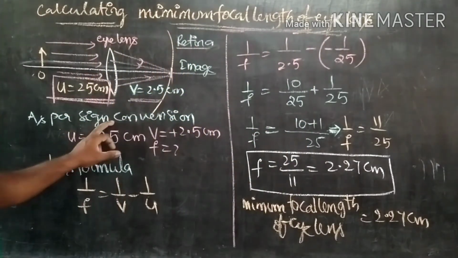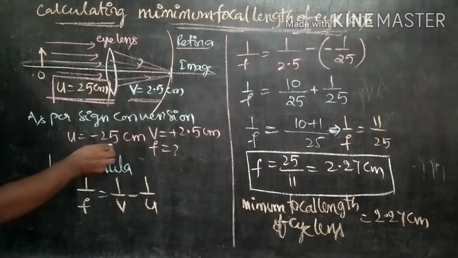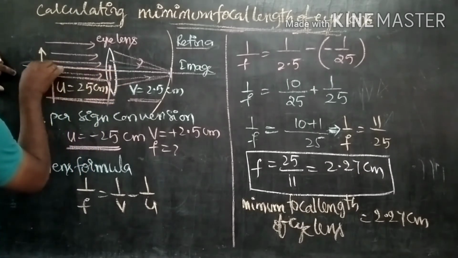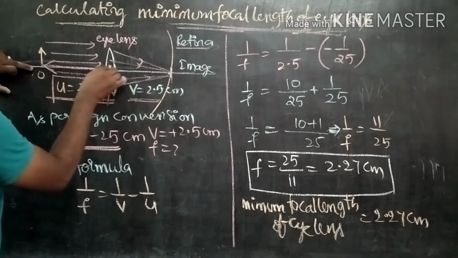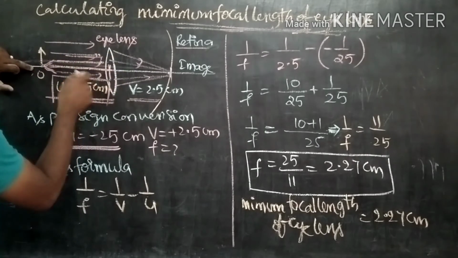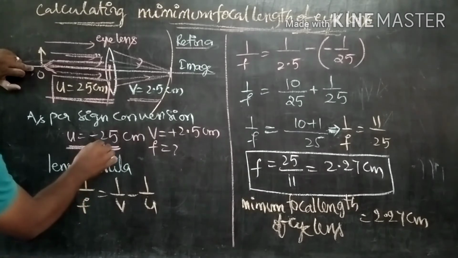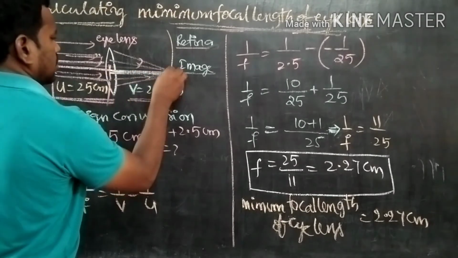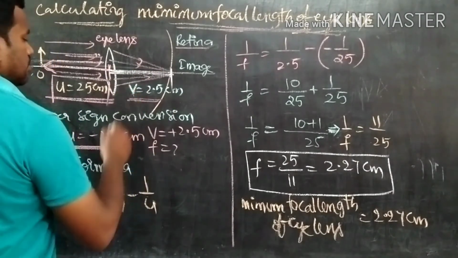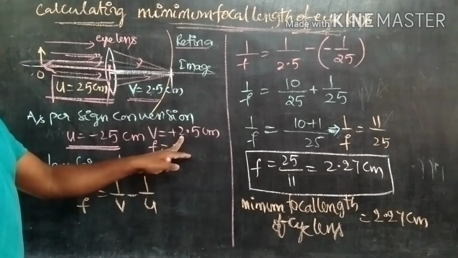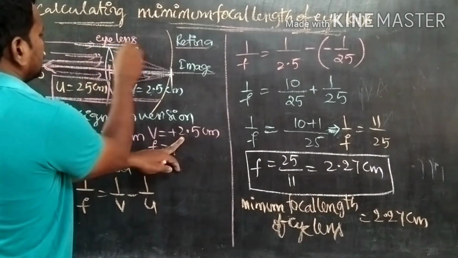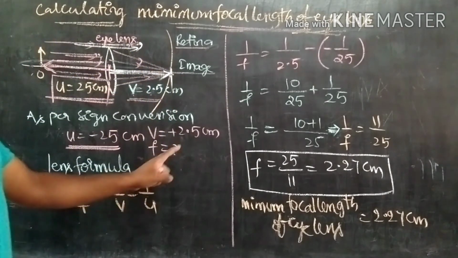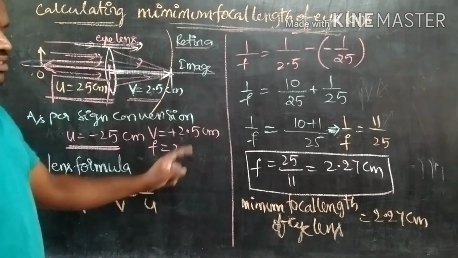Now see here, as per the sign convention, first we consider the object distance. Every distance should be measured from the optic center. So we are measuring in the opposite direction of the incident rays, and for that we should consider it as negative. Now if you observe here, the image distance, the retina represented by the letter v, should be considered as plus 2.5 centimeters. Why? Because the direction of incident rays and the direction of measurement are both in the same direction.